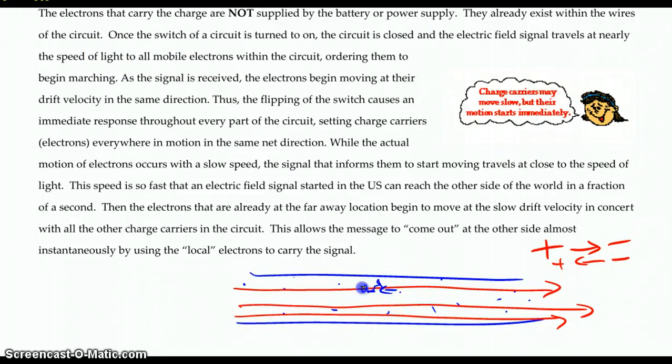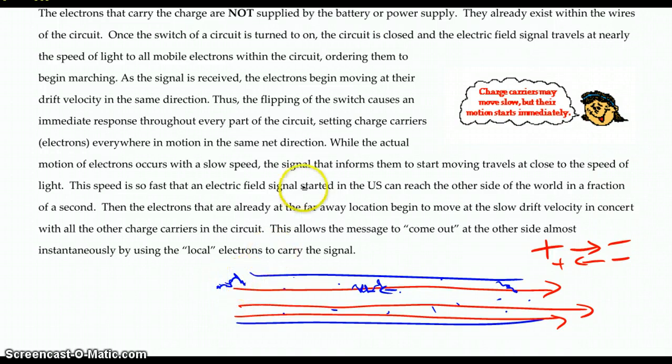Now, they're going to drift, okay? But this electron is very close to the other end. So all it has to do is drift a little bit, and it can make the light bulb turn on. If the switch is way over here, it's not this electron that turns on the light bulb. It's the one that's over here right next to the light bulb.